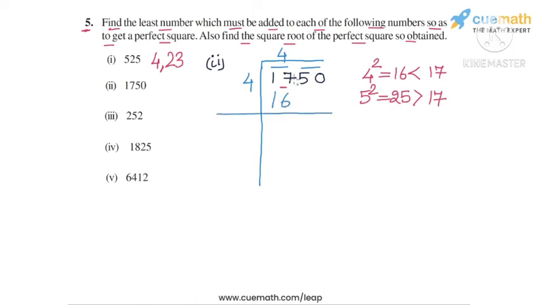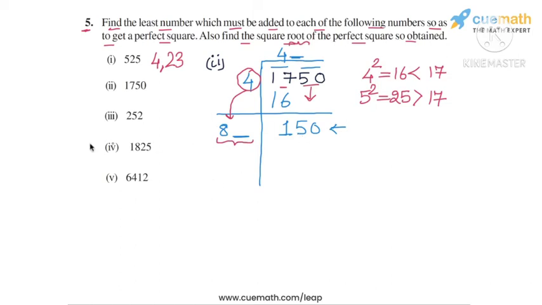Now we subtract. 17 minus 16 is 1, and we bring down these two digits 50, and that gives us the dividend for the next step as 150. To get the divisor for the next step, we take this divisor here, 4, and double it, so it becomes 8. And now we have to find the largest possible digit that we can put here and as the second digit in the quotient, such that the product of this number here and this digit here is less than or equal to 150.